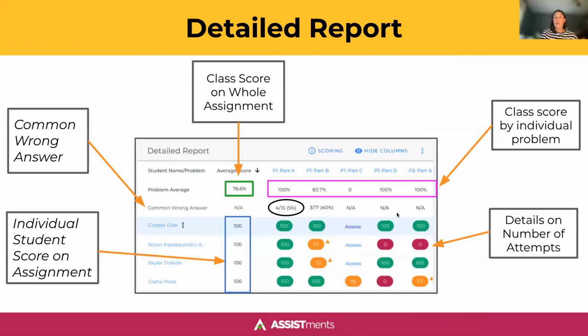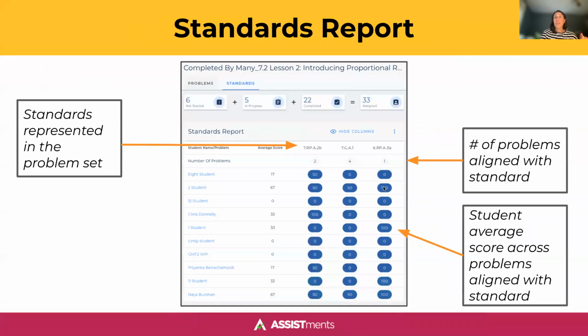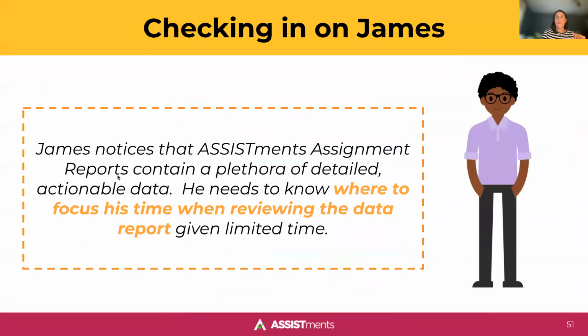We get to see the common wrong answer if available, individual score per student, the class score on the whole assignment, the class score by individual problem, and then the number of attempts per student. And then the standard report is going to give you the standards aligned view of how students performed.